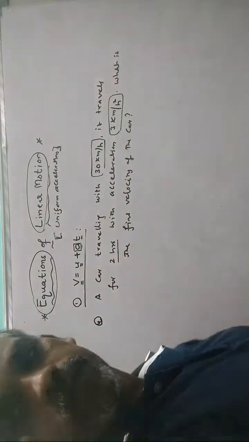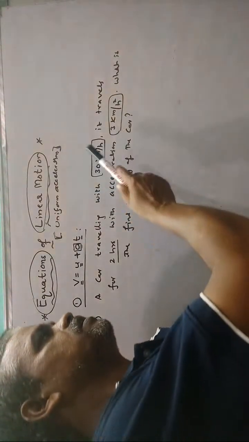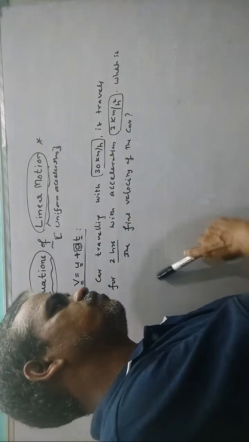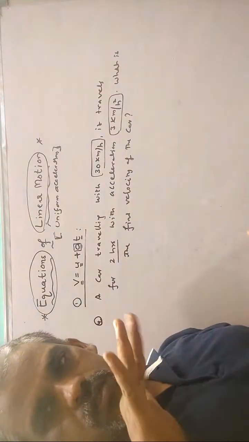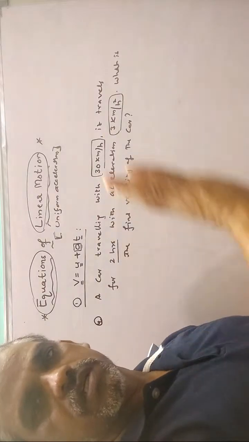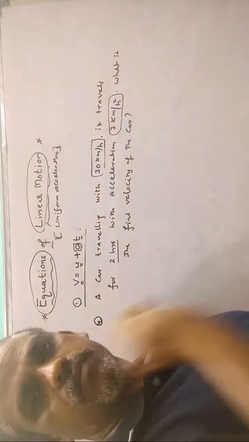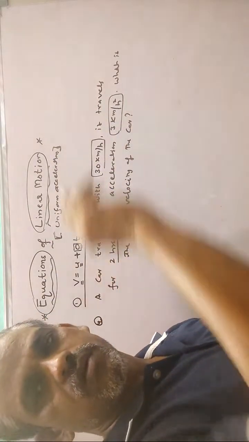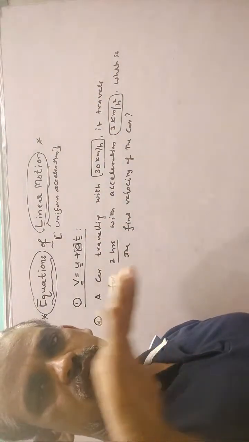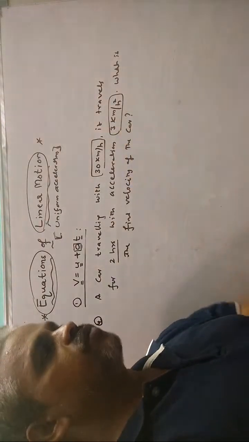Do it, come on, write the problem here. A car traveling with 30 km per hour, it travels for 2 hours with acceleration 3 km per hour square. What is the final velocity of the car? The car starts, finally reached. The velocity is increased. With positive acceleration, the car speed is increasing. In deceleration motion, the car speed is decreasing. Here it is positive acceleration, plus 3 km per hour square.